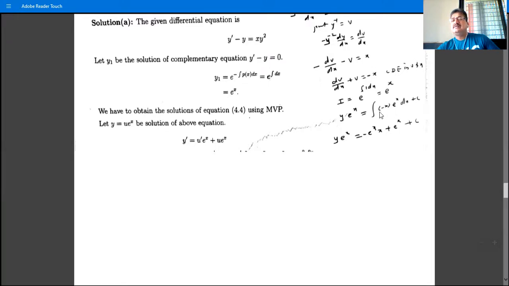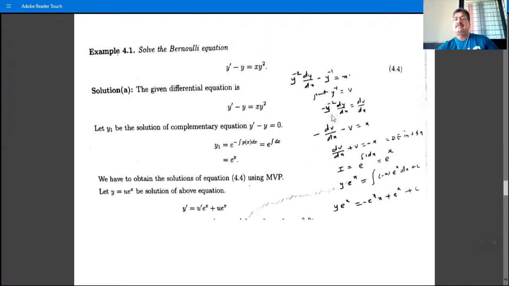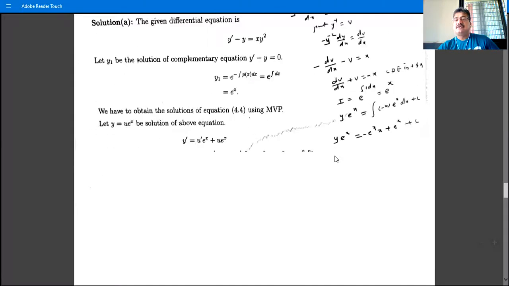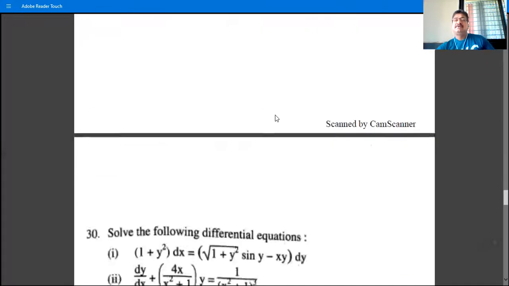Q(x) is minus x, into I, which is e raised to x dx. The integration of this is by using the by-parts rule, this step. And then substitute V as y raised to minus 1. So y raised to minus 1 e raised to x is equal to this, which is the general solution of the given differential equation.